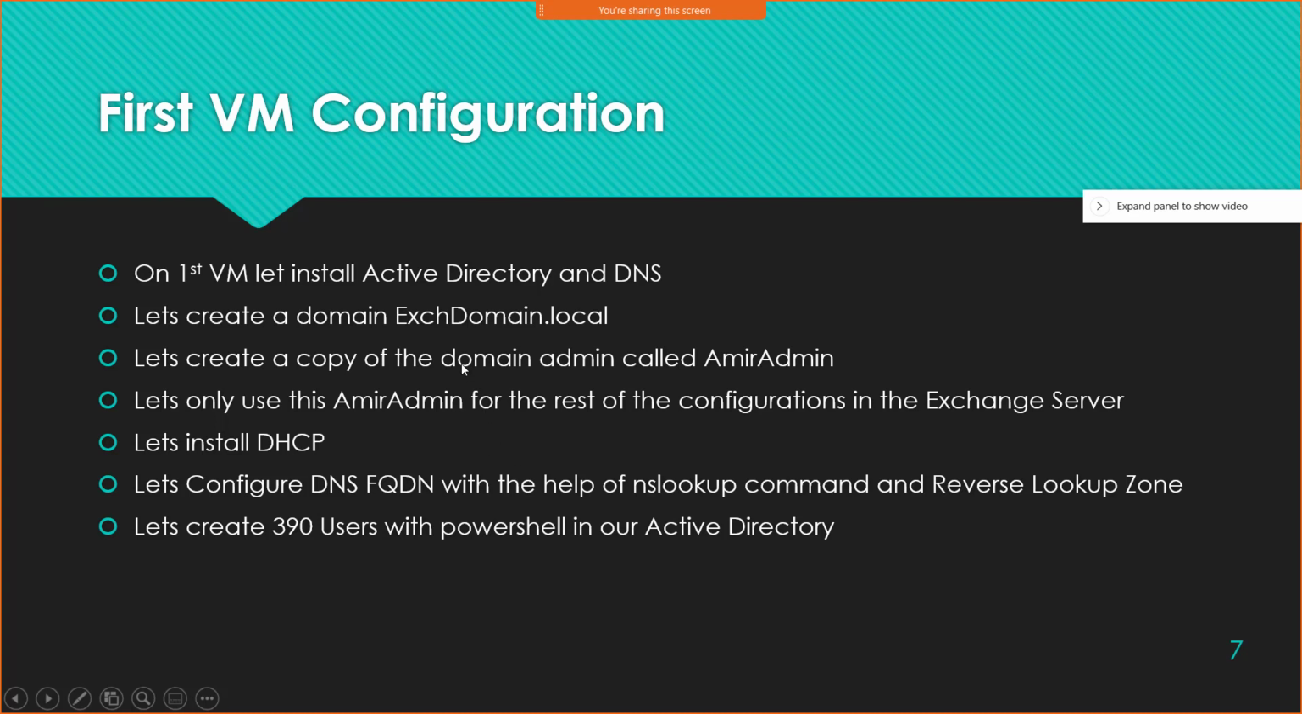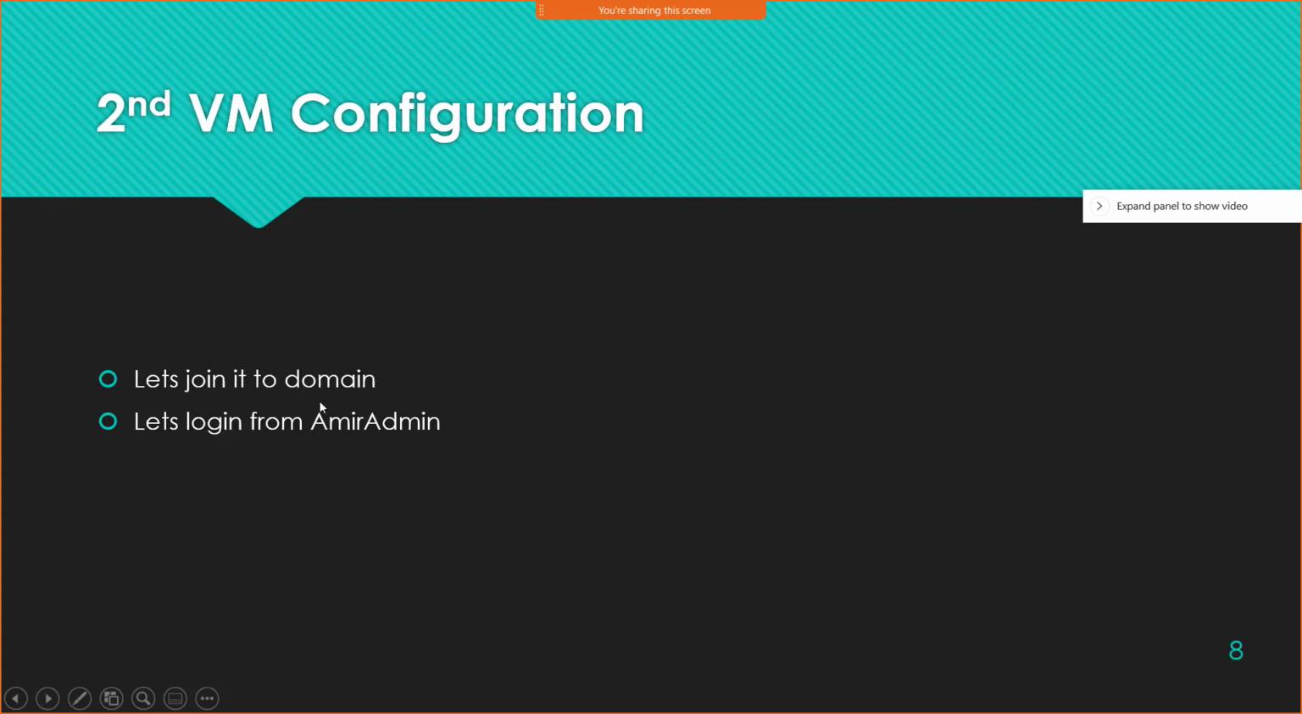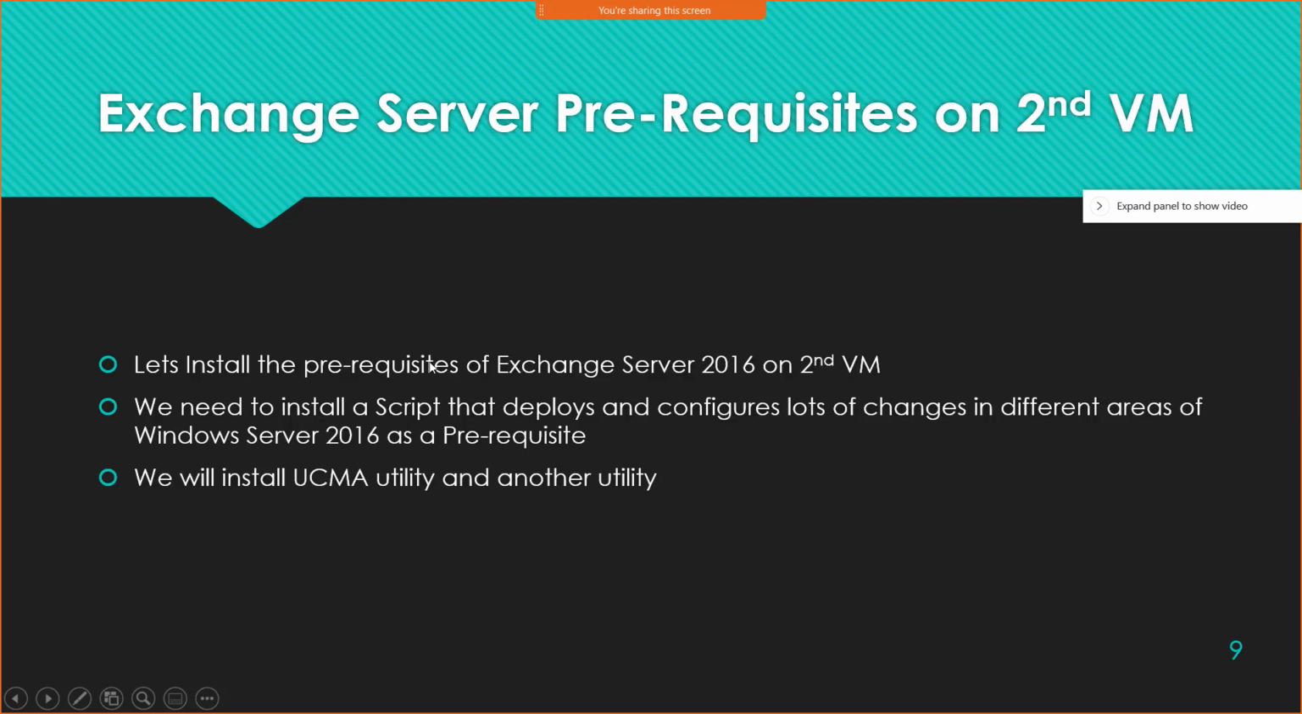So we're going to do that on the first machine. The second machine, we're going to just join it to domain and log in from your first name admin. After that, we're going to start the installation of Exchange server prerequisites first of all on the second VM. Guys, we're going to have a third VM later as well. So that third VM will be the second Exchange server.